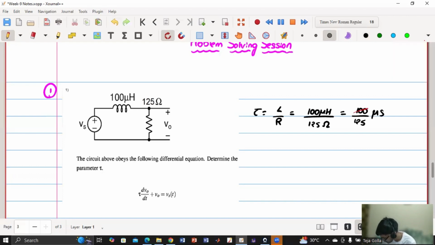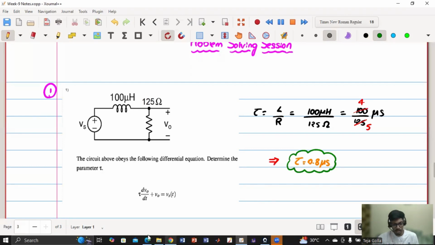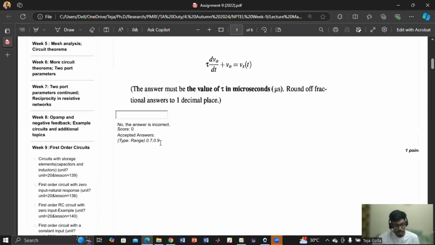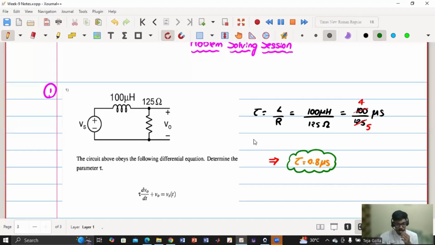how much? Can anyone tell me? The 0.8 microsecond. Yes, tau is 0.8 microsecond. So this is the tau that we are supposed to calculate. So let us go and check. So it is in between 0.7 and 0.9. So it is correct. Everyone understood this problem.